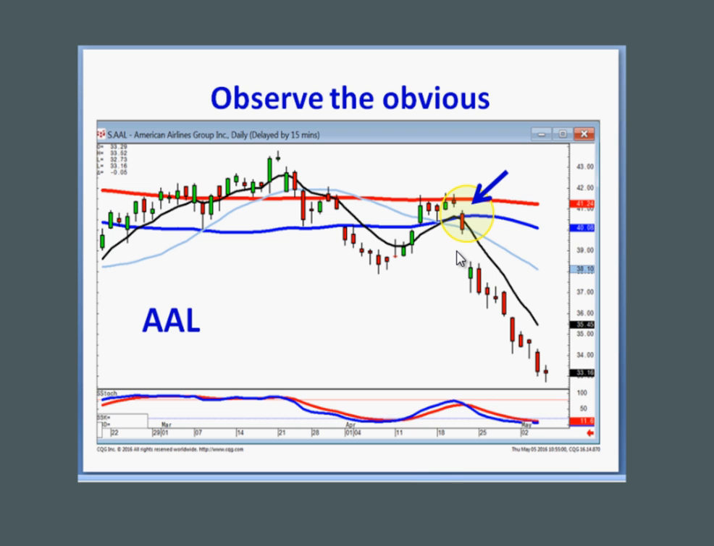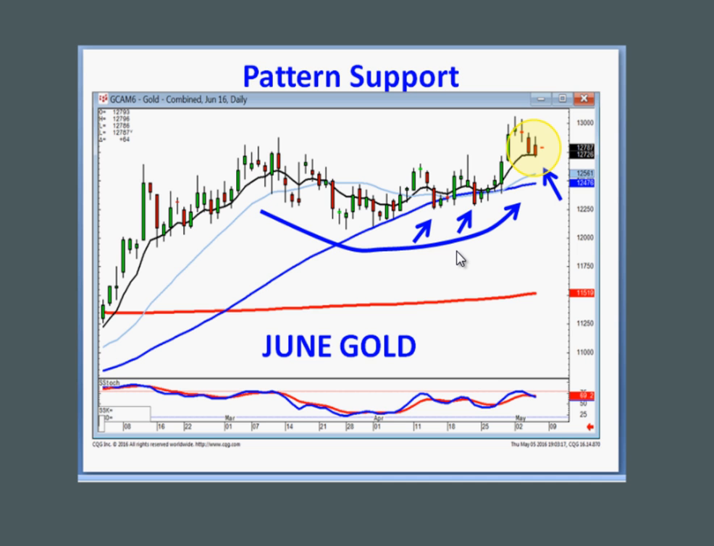Same scenario on American Airlines. Where did they fail? Right smack dab at the 200 with a doji followed by a gap down. So again, this is not rocket science. This is just showing where things should be happening based upon the patterns and using the moving averages.